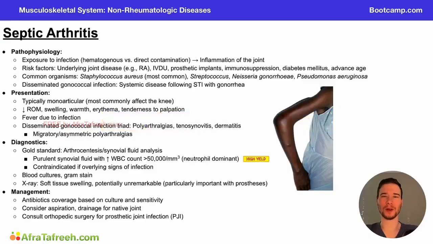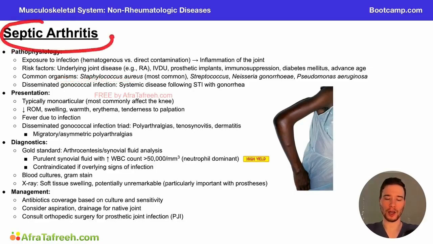So in this next video, we're going to talk about septic arthritis. So what is septic arthritis? Well, if we just look at the word here, arthritis is referring to inflammation of the joint, and septic is typically thinking of sepsis, which is obviously dealing with an inflammatory response or inflammation. And so taken together, we have an infection that is creating inflammation of the joint itself.